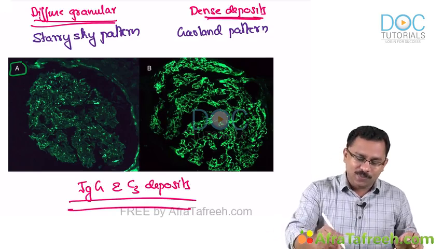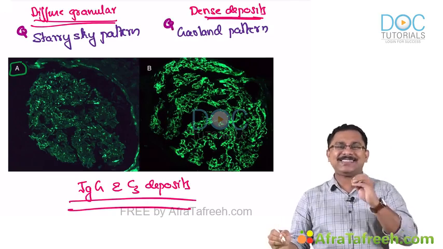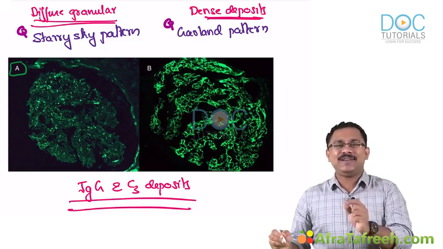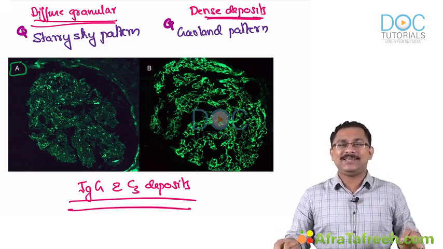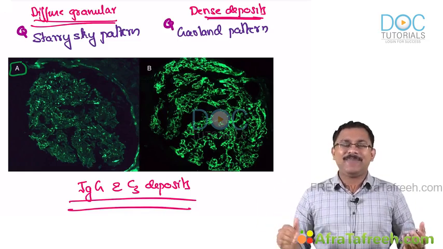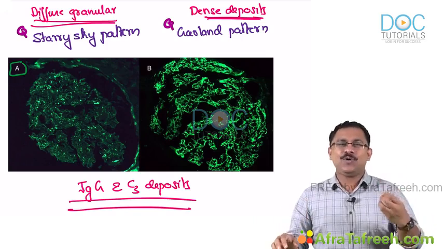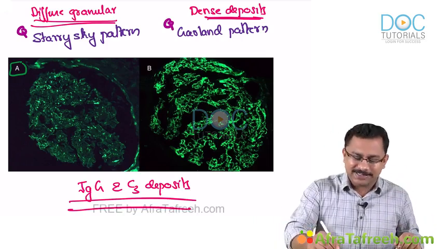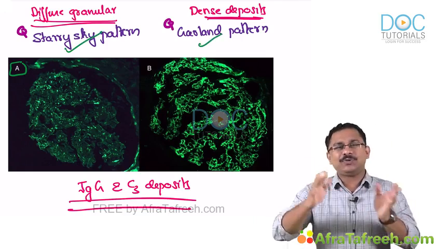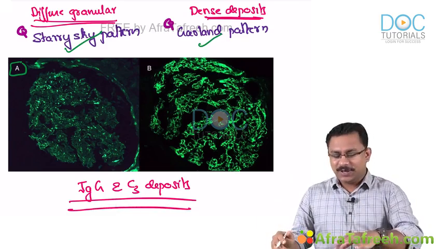So you have got to memorize these two points, starry sky pattern as well as garland pattern, on the immunofluorescence finding in case of infection related glomerulonephritis. Some individuals may have a starry sky pattern, some may have a garland pattern. In general, we say that in the childhood age group, post-streptococcal glomerulonephritis is likely to have the starry sky pattern, and the garland pattern is more towards the adult presentation. So immunofluorescence is also clear.